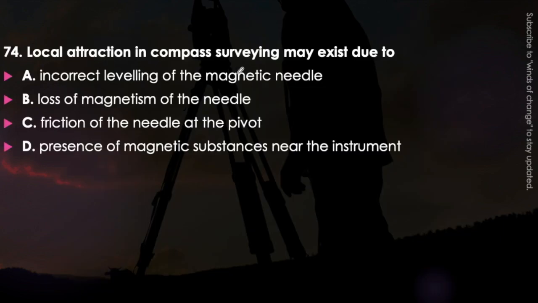Local attraction in compass surveying may exist due to incorrect leveling of the magnetic needle, loss of magnetism of the needle, friction of the needle at the pivot, or presence of the magnetic substances near the instrument. Just think about it. Local attraction in compass surveying will exist because of, the answer will be option D, that is because of the presence of the magnetic substances near the instrument. With presence of the magnetic substances, it will provide the local attraction.